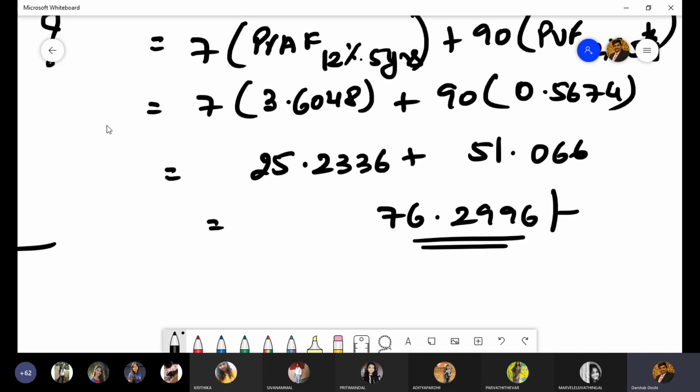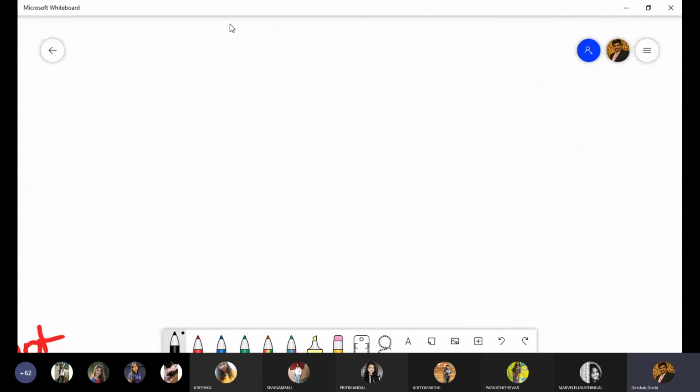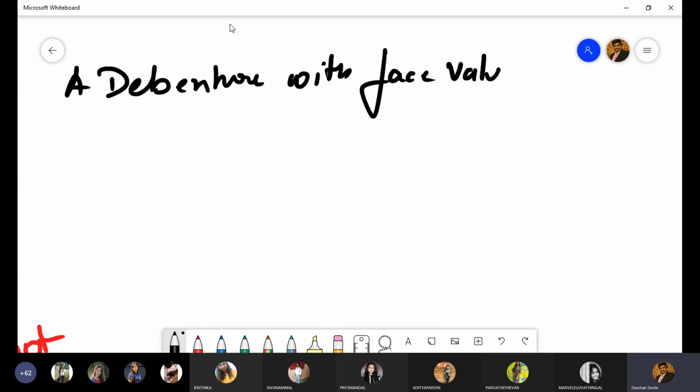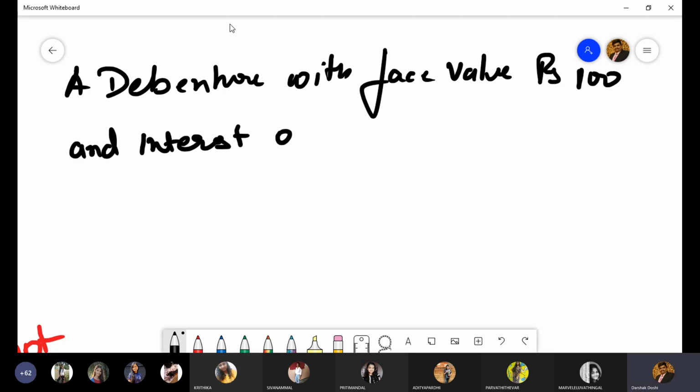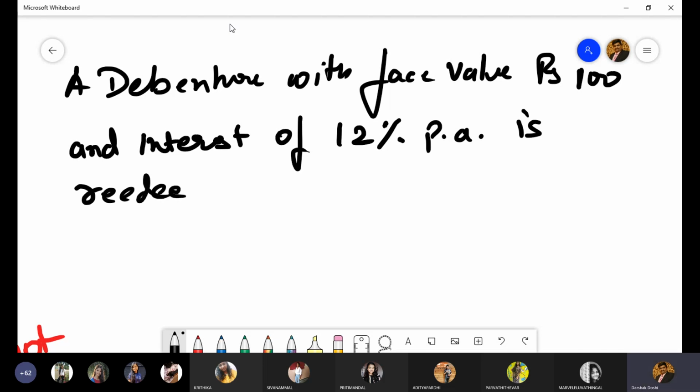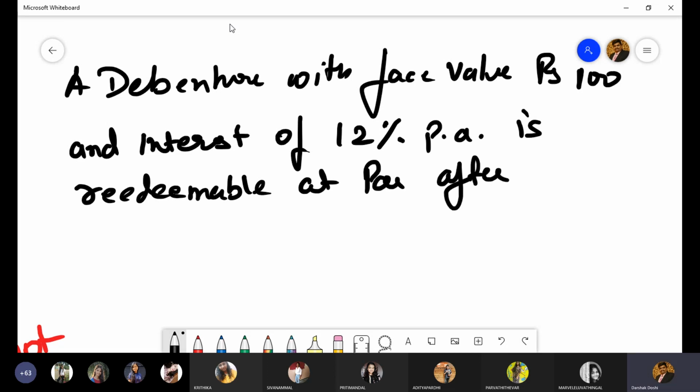Write down a question. A debenture with face value rupees 100 and interest of 12% per annum is redeemable at par after 6 years.